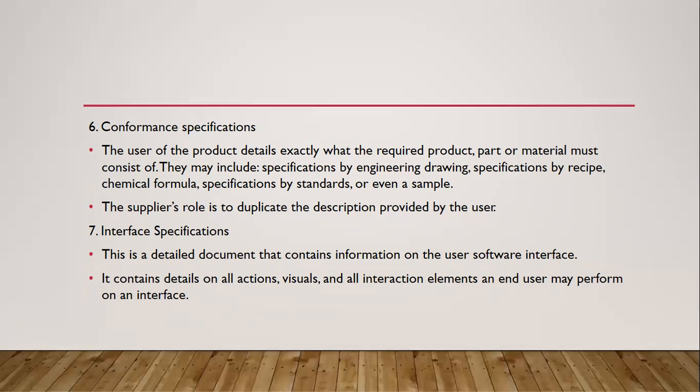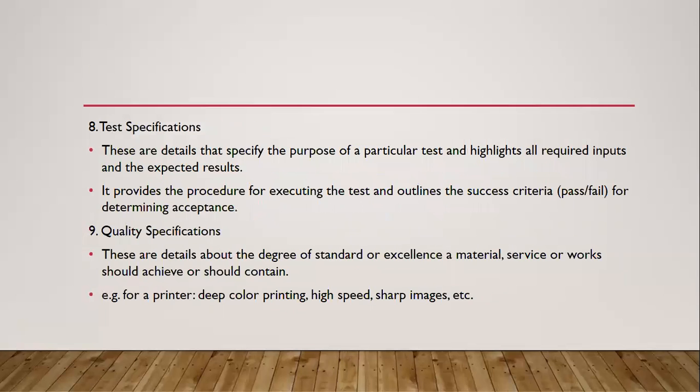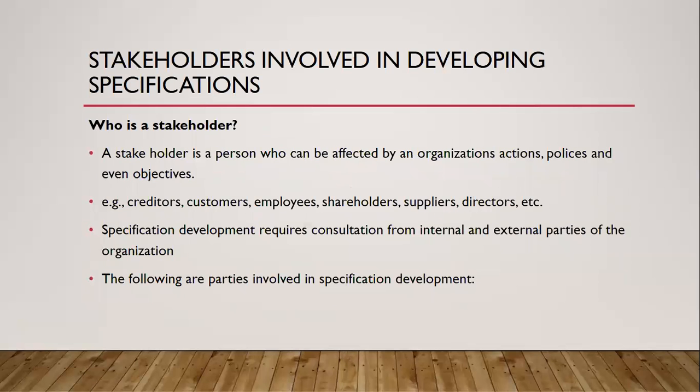The other one is interface specification. This gives detailed information that contains the user software interface. It also contains all the details of actions, visuals, interactions or elements that an end user may perform on an interface. So basically, it gives a breakdown on how a particular product is going to be used. The visual, basically, can give a video on how a product or service is going to be used.